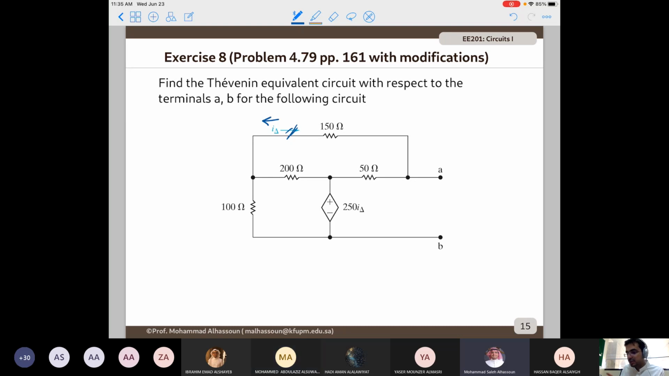Because if you have a dependent source, you have to have an independent source as well. So the independent source will generate power. The dependent source will use that power and some sort of magnify it or adjust it somehow. So since we have no independent source, V Thevenin will be 0 volt.